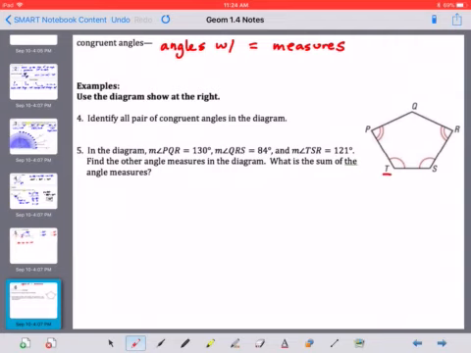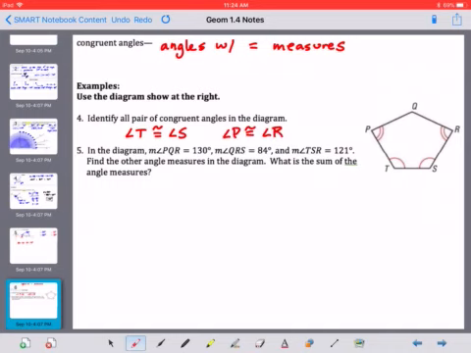So if you notice that angle T and S both have one arc on each of them, that tells us that angle T is congruent to angle S. And that's what this symbol right here means, congruent to. And likewise with angles P and R, those both have two arcs on them. So angle P is congruent to angle R.